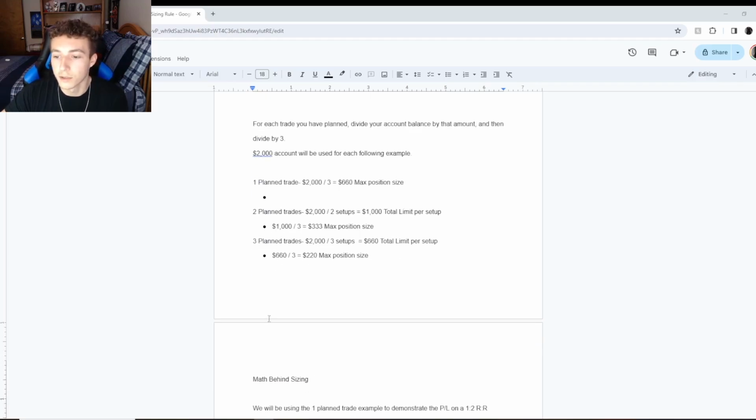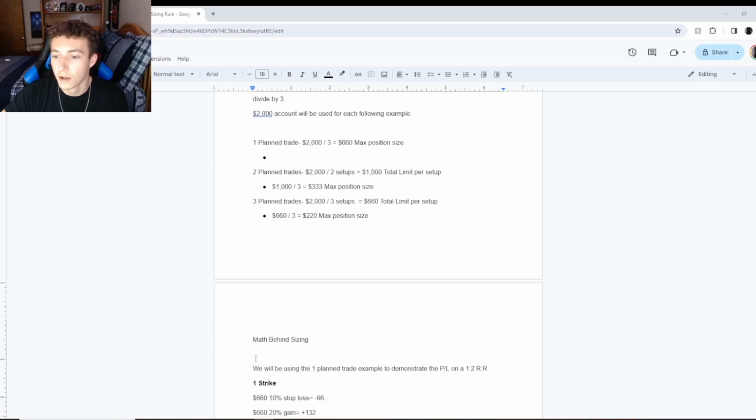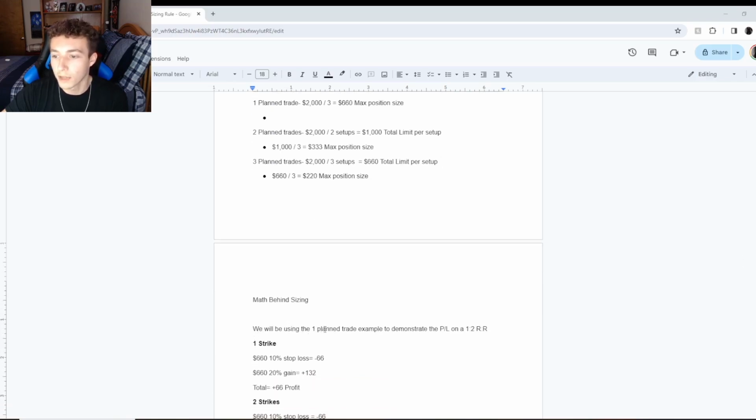Now we're going to get into the math behind this sizing. I'm going to be using 1 planned trade as an example to demonstrate the P&L on a 1-to-2 risk to reward ratio. We generally shoot for a minimum of 1-to-2.